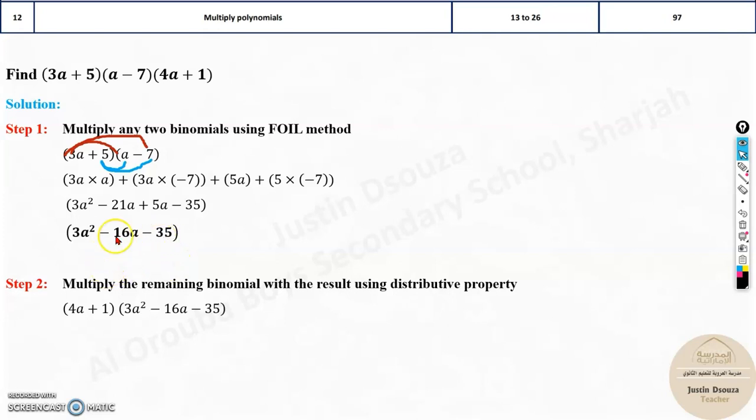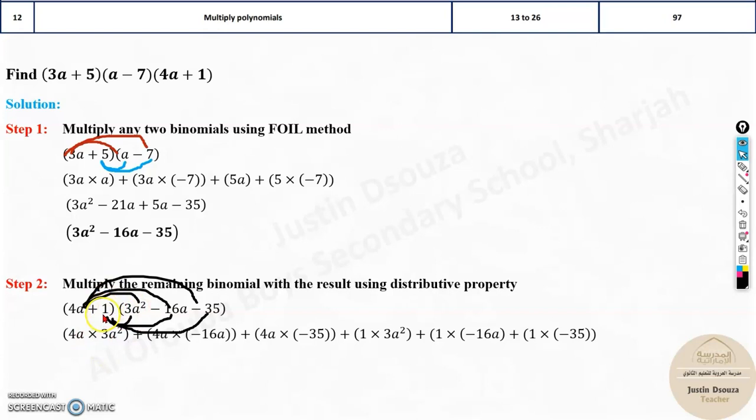Now it's up to you, but generally when you multiply, if the terms are less on the left side, it's easier because we just do the arrows like this. If you follow this method, it'll be easier. Now it'll be 4 times 3a squared, 4a times negative 16a, 4a times negative 35. Same with 1: 1 times 3a squared, 1 times negative 16a, and lastly, 1 times negative 35.